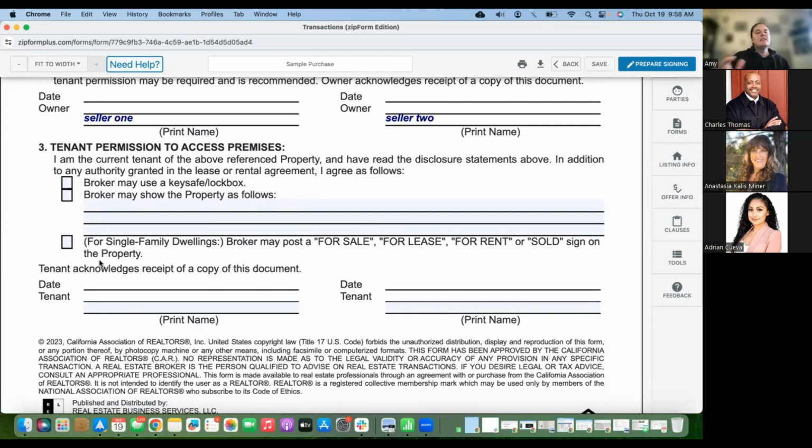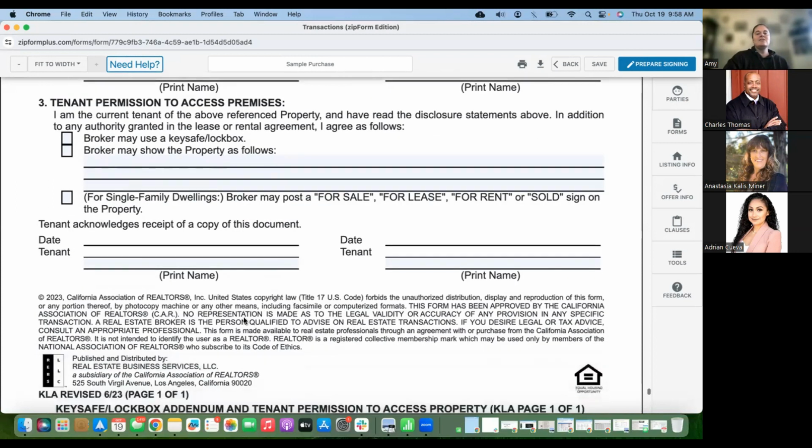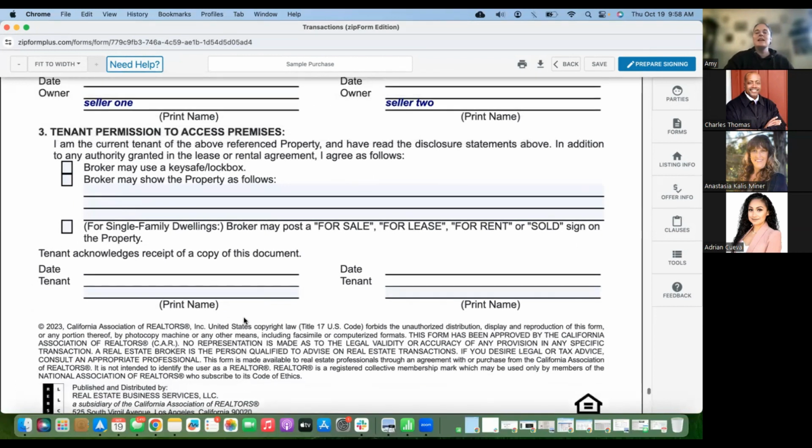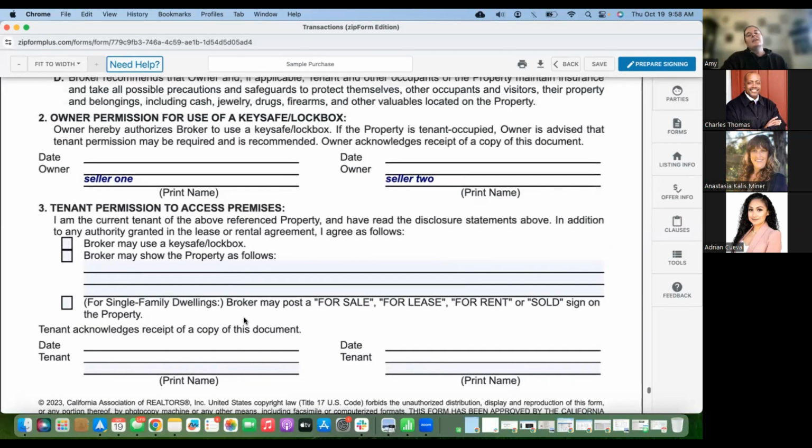Number 3, for single family dwellings, broker may post a for sale, for lease, for rent, or sold sign on the property. We need the tenant's permission to be able to do that. Tenant acknowledges receipt of a copy of this document. Here's the date and the tenant signatures, and that is the key safe lockbox addendum and tenant permission to access the property, the KLA form that's referenced in the residential listing agreement. So again, if the seller does not occupy the property, this should be part of the lease.